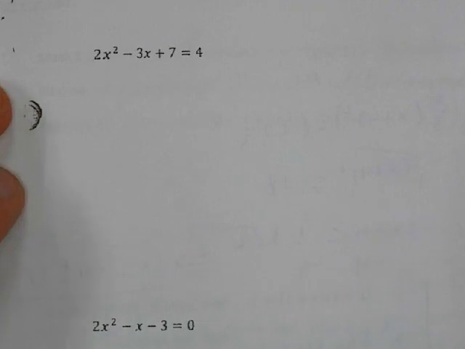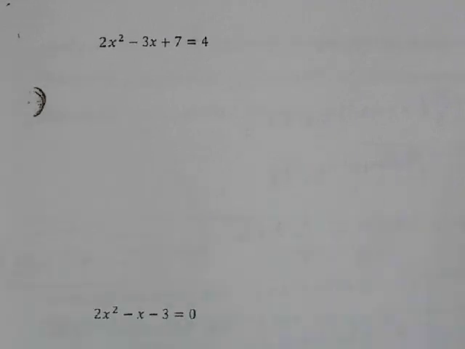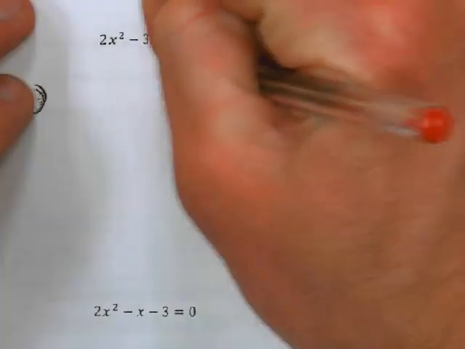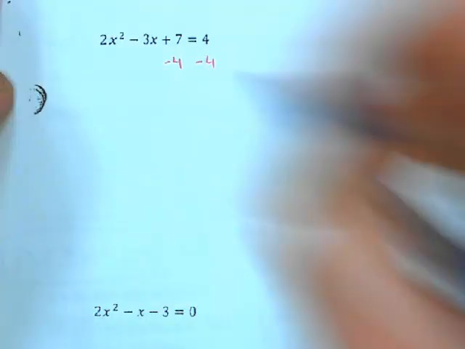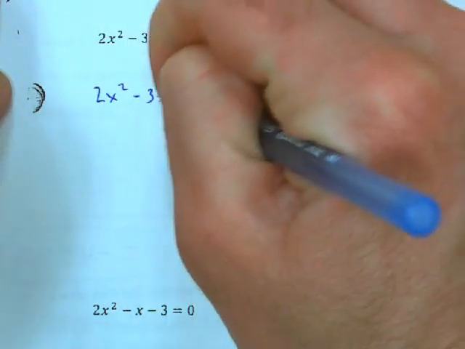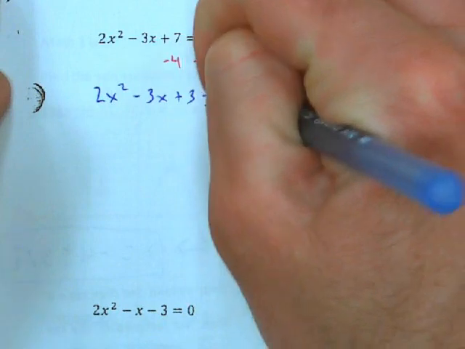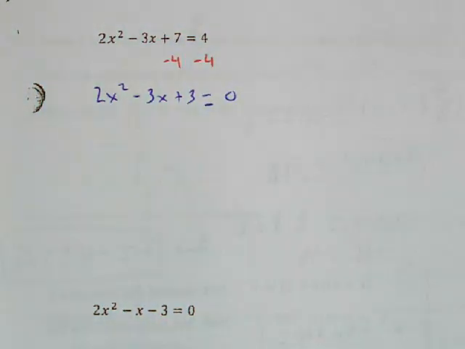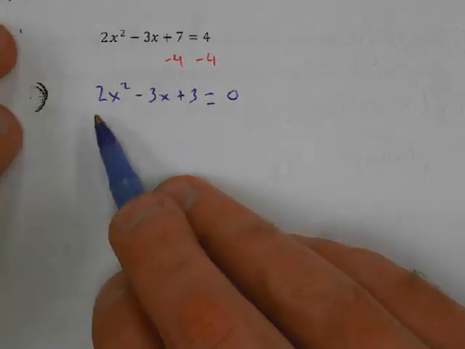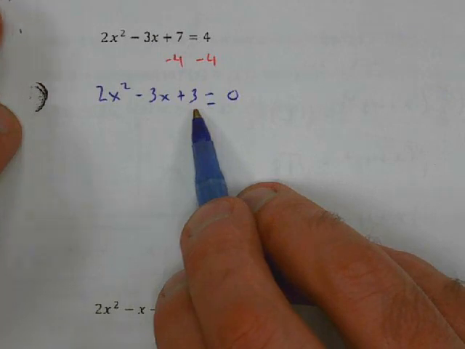All right. 2x squared minus 3x plus 7 equals 4. First thing we would want to do is set it equal to 0. So we get 2x squared minus 3x plus 3 equals 0. Okay. So again, is this one factorable? I don't know. It's hard to tell because of the leading coefficient. So rather than potentially wasting time trying to factor it, let's just use the quadratic formula. So our a is 2, our b is negative 3, our c is positive 3.